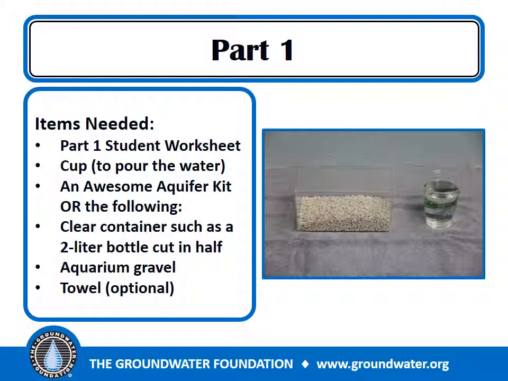Since visualizing groundwater can be difficult for some students, using a model aquifer is an effective way to help students understand important groundwater concepts. The materials needed for Part 1 of groundwater restoration are the Part 1 student worksheet, a cup, and an awesome aquifer kit. If you do not have an awesome aquifer kit, you can use a clear container, such as a 2-liter bottle cut in half that has been filled with aquarium gravel instead. You may also wish to use a towel if you are doing the activity indoors, as any activity involving water can be very messy.